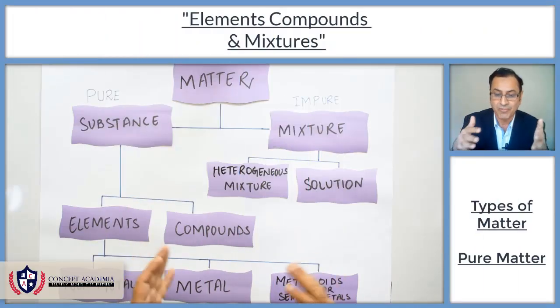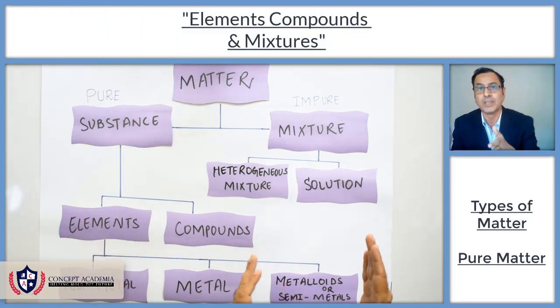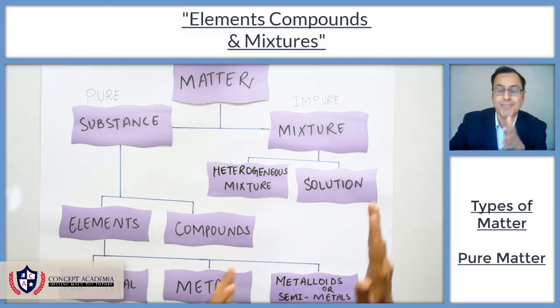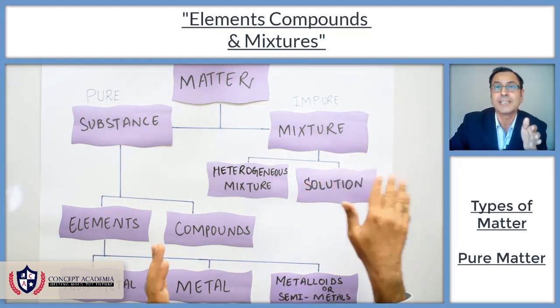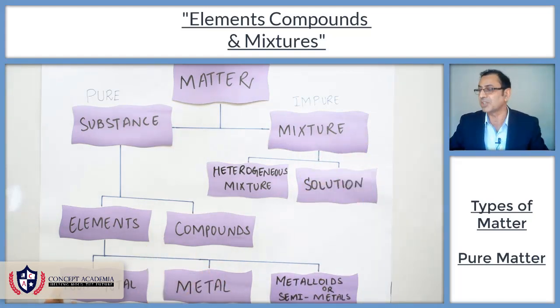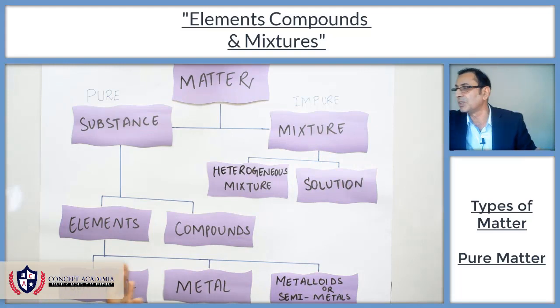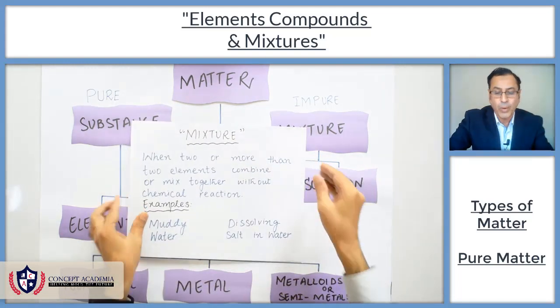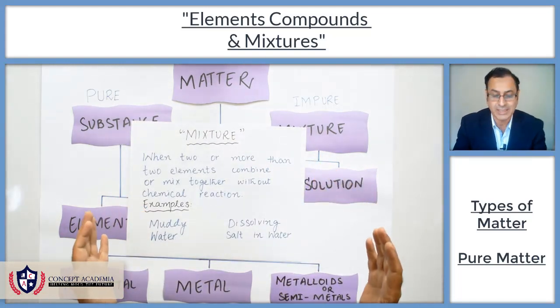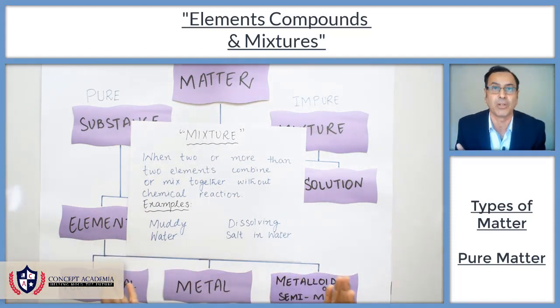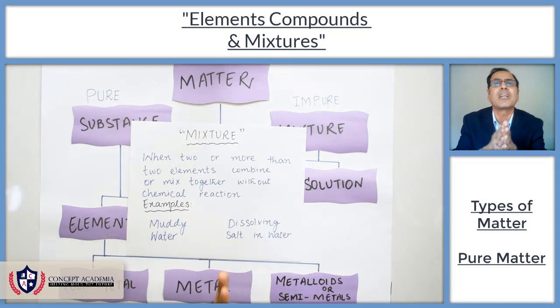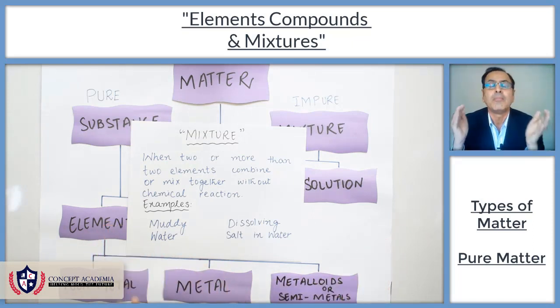After discussion of compound, I am going towards that type of matter which is impure. So that impure matter is called mixture. So what is a mixture? I am going to discuss with you. Mixture, when two or more than two elements combine or mix together without chemical reaction, that is just a physical contact. For example, muddy water.